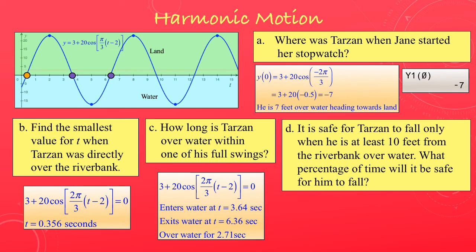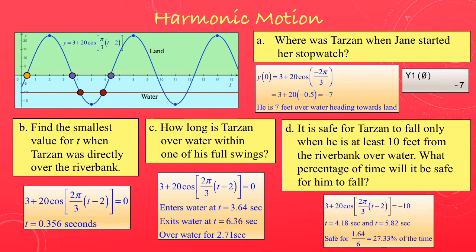D reads, it is safe for Tarzan to fall only when he is at least 10 feet from the riverbank over water. What percentage of time will it be safe for him to fall? On the graph, using the dark red dots, we see the two times that he first is approaching being 10 feet from the riverbank and then leaving 10 feet from the riverbank. So we need to find those two times and subtract them.